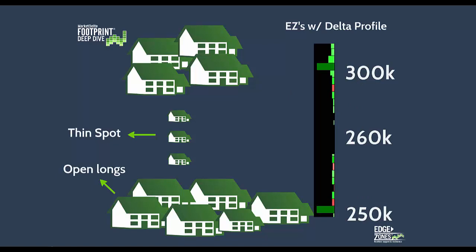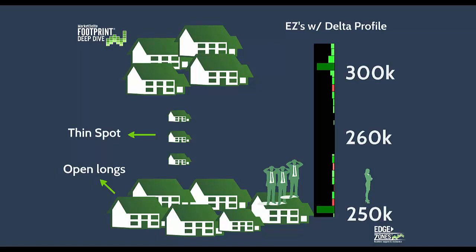But what happens when you see this and you see potentially an edge zone, which is a thin spot, a little confluence with open longs or a delta profile that sticks out? What do you think happened when the market rallied from 250 to 300? Do you think you left some people behind that were mad they didn't buy it? They tried and they couldn't get it? You're damn well right they were. And who do you think was the most angry? Their wives.